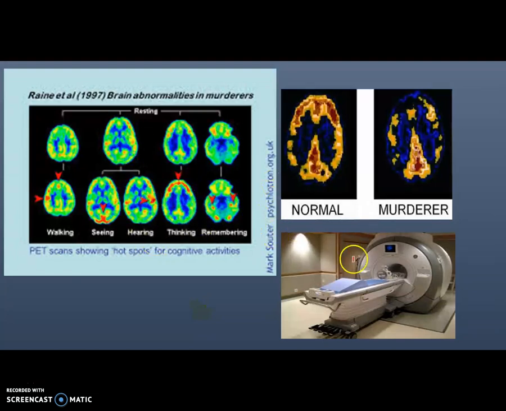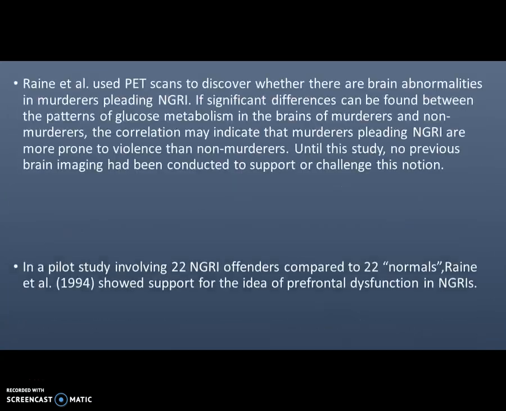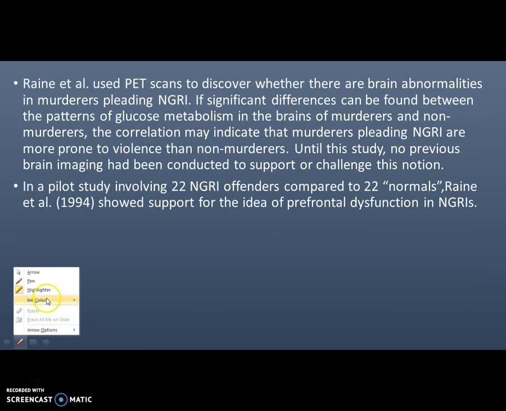Okay, so they're comparing normal and murderers' brains to see the difference. So you can see there, just to get ahead of ourselves, but you can see some big differences in that particular slice of the brain. So let's bob back. So Raine uses PET scans to discover the brain abnormalities, and we've mentioned all this.